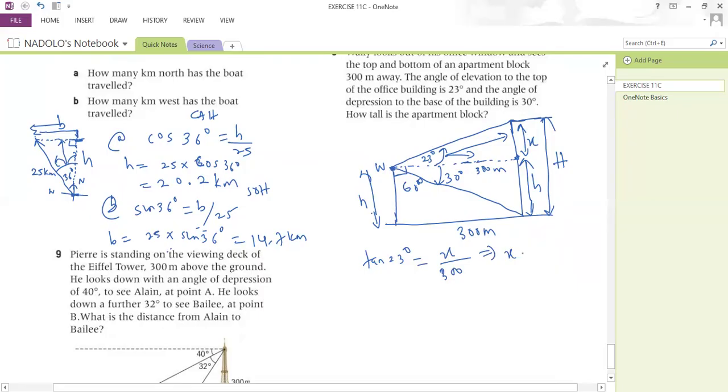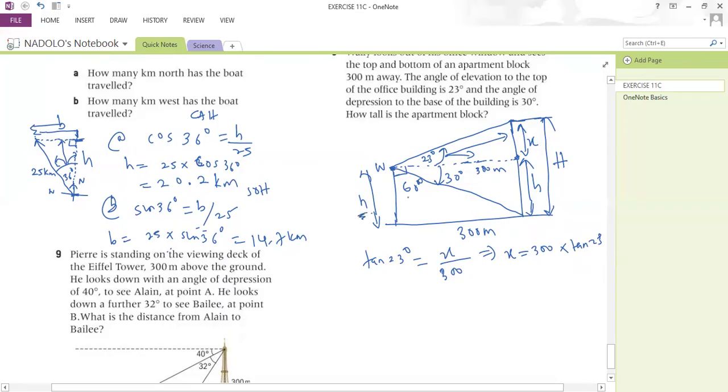So this implies that our X will be equal to 300 multiplied by tan 23. I want to leave it as that. I don't want to get the answer now because it can influence accuracy. So we have the X value. Let's see how we can get the H value.